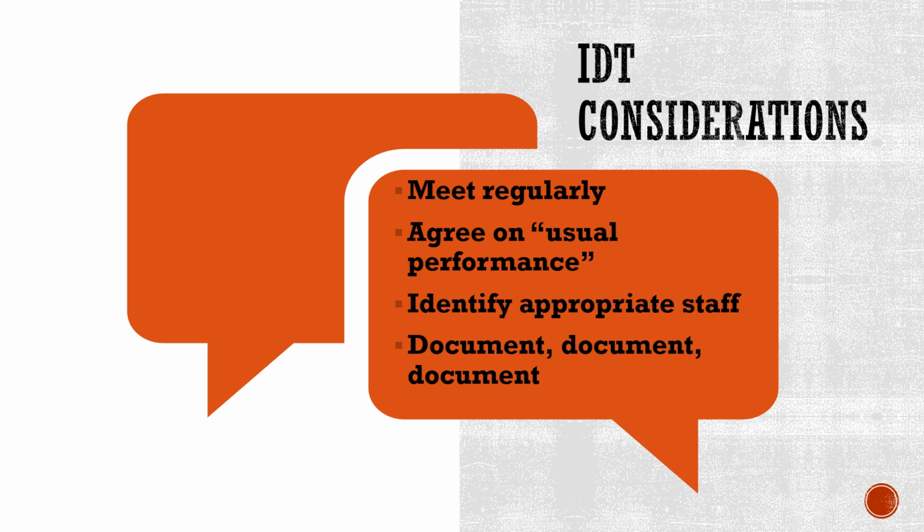And how are we documenting it? Is it in an assessment? Is it on a form? Is it just writing a progress note in the chart to say IDT met this date to determine usual performance? Usual performance is as described, and then spelling it out from there.